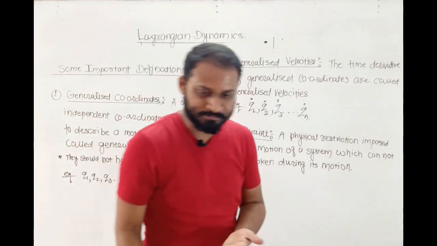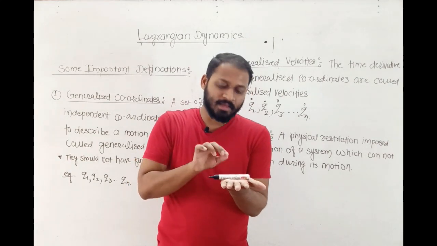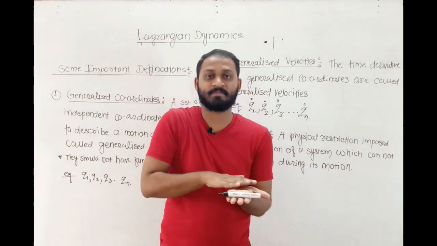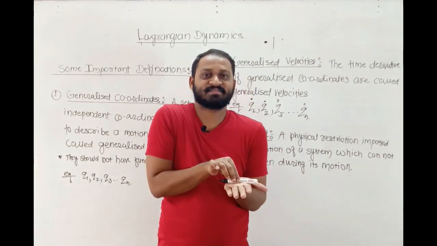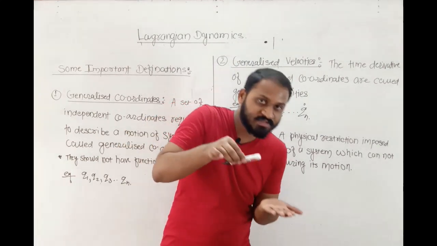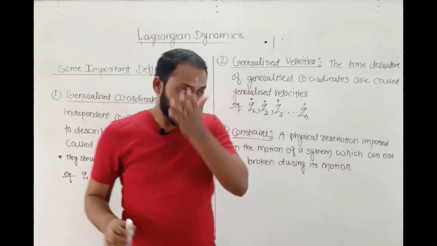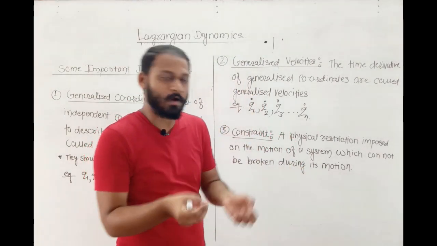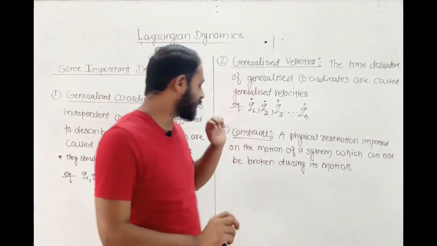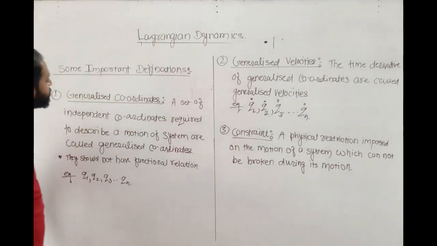If I take a simple plane and put a pen on it, that pen is restricted to move only on this surface. Otherwise the pen could move in 3 dimensions, but now only on the surface. If we put some restrictions on a body to move only along that circumference, that is nothing but the constraint. Now these are the 3 important definitions.